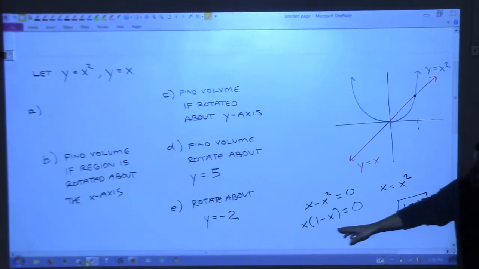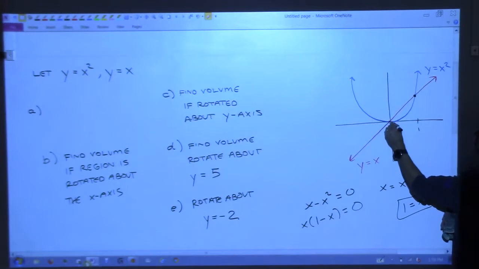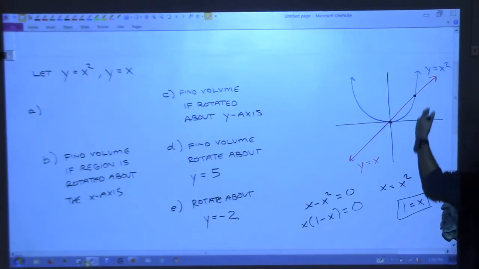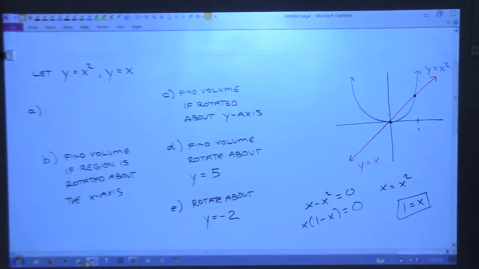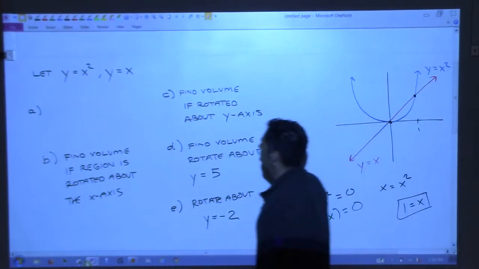And does this agree? X equals 0? Yes. X equals 1, right? So we get our two solutions here. All right, back to the area.